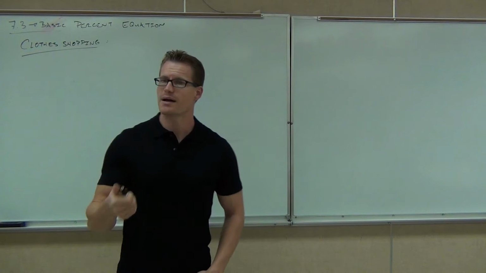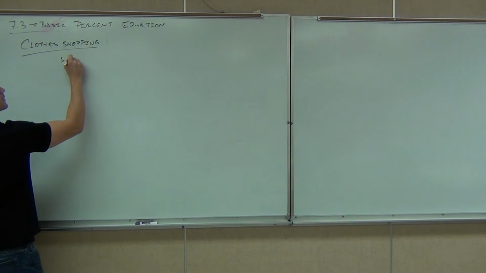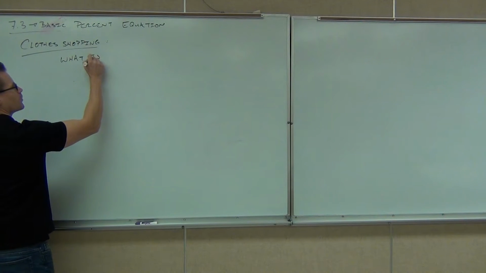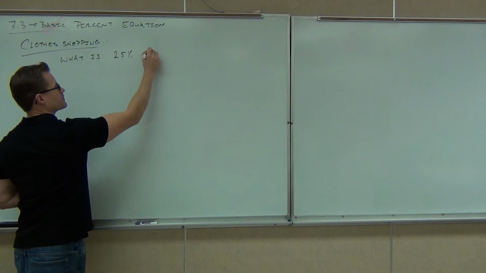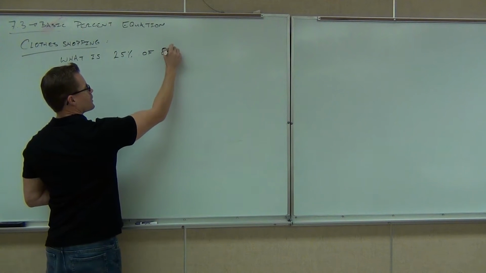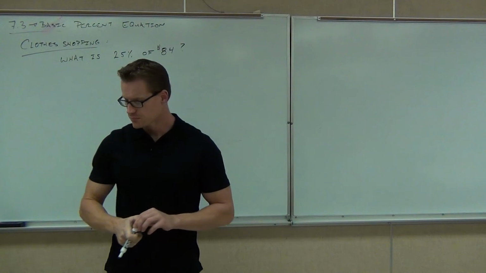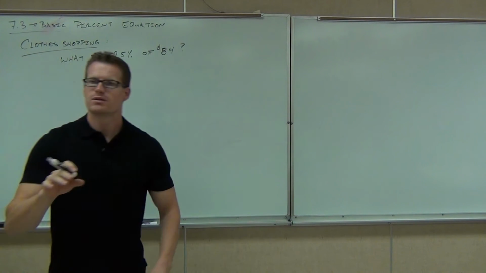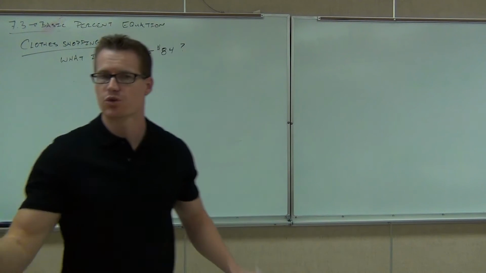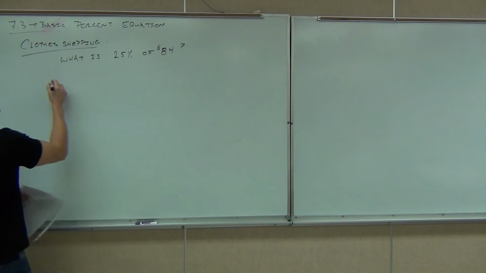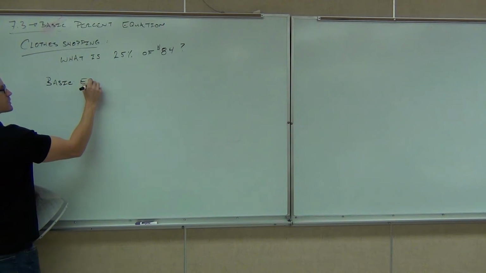So what we want to find out is this: what is 25% of $84? That's the question. Here's one way that we can answer that. Here's a very nice universal way of answering percent equations. It's called the basic percent equation.